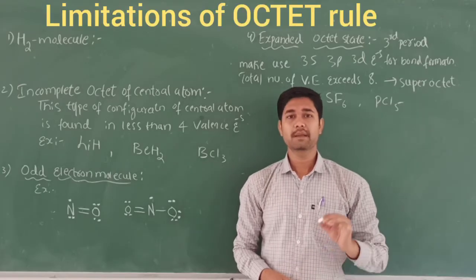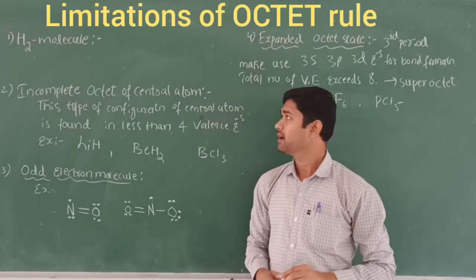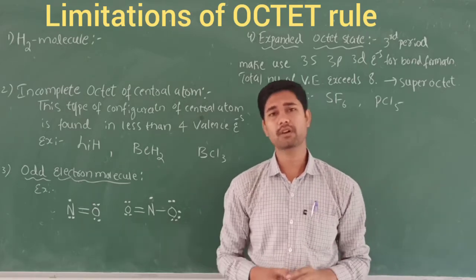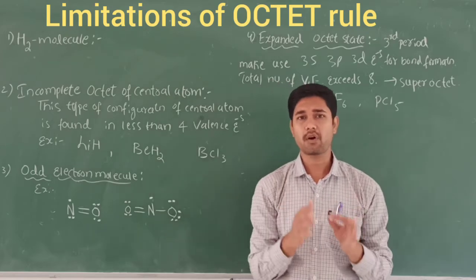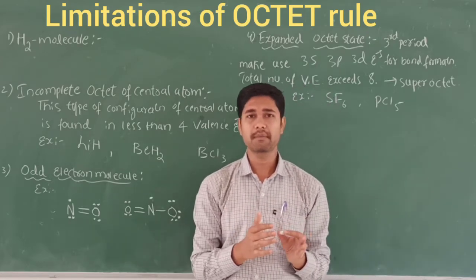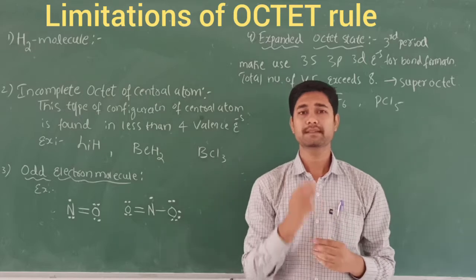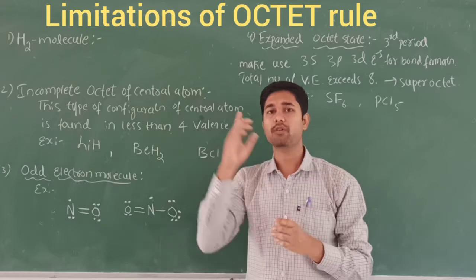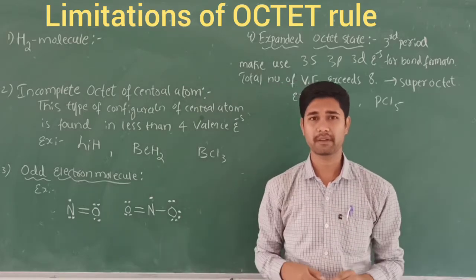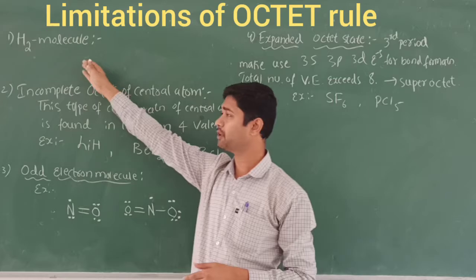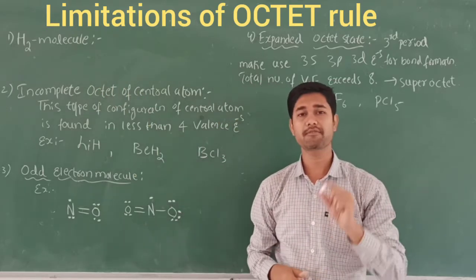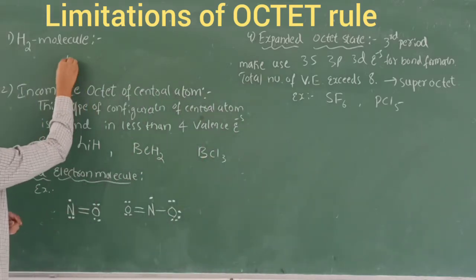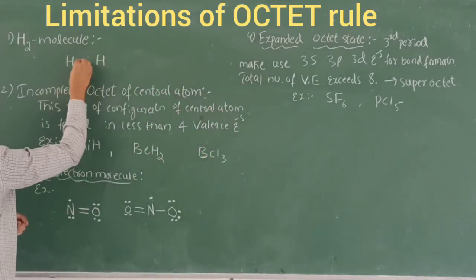Let's discuss the limitations of the octet rule. The octet rule is sometimes not necessary for all the atoms in a molecule. This rule is mainly followed by the second period elements; they obey the octet rule, but some other elements do not. For the first example, take the hydrogen molecule. The hydrogen atom comes in the first period. When I split the molecule, it is hydrogen and hydrogen, and that is called a bond.